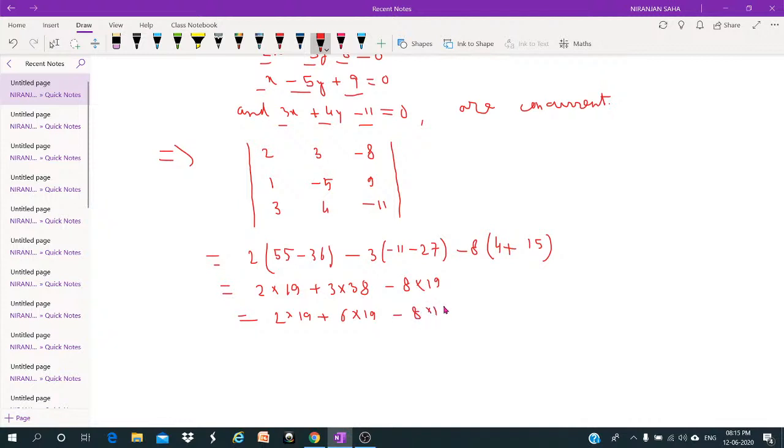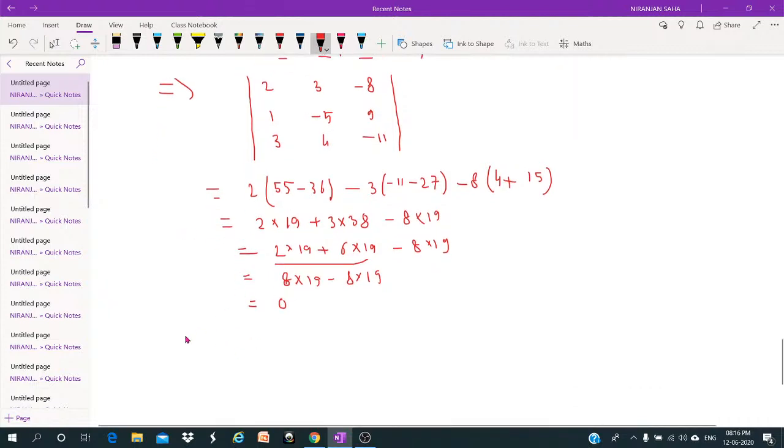This is 8 into 90 minus 8 into 90, the same values. I will just use numerics to multiply this. I have solved this. This is equal to 0. So this condition is satisfied. The condition of concurrence is satisfied.